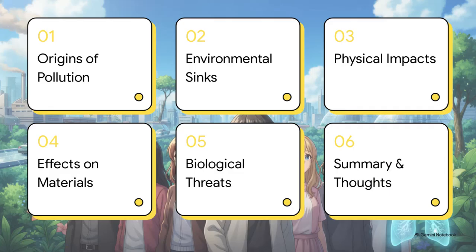Here's our roadmap for today. We'll start with Part 1, the origins of pollution. Part 2, nature's cleanup crew, our environmental sinks. Then Part 3 covers physical impacts and visibility. Part 4 explores corrosive effects on materials. Part 5 tackles biological threats to life. And we'll wrap it all up in Part 6 with a summary and some final thoughts.